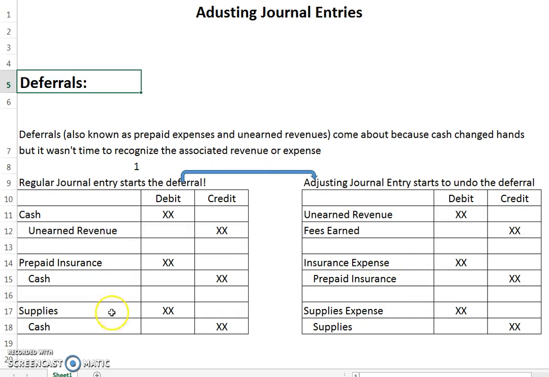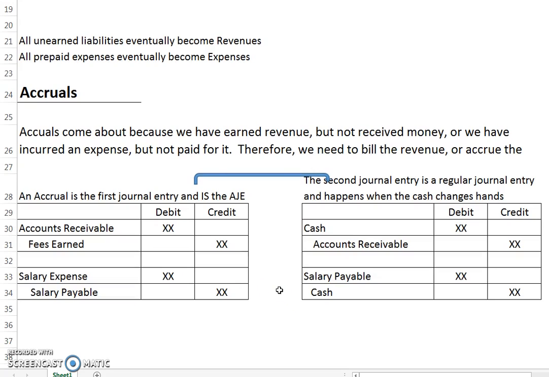Let's look at supplies, which is also a prepaid asset. The first entry is where we defer the supplies expense because we don't need supplies expense yet. We're going to place it in the asset, the prepaid asset. And then later at the end of the month, when we realize that we've used up some of our supplies, then we're going to have supplies expense and supplies. So this is your adjusting journal entry. So again, this is your deferred regular journal entry where you defer it. Your adjusting journal entry happens when you go to undo the deferral. So that's deferrals. Let's look at accruals.